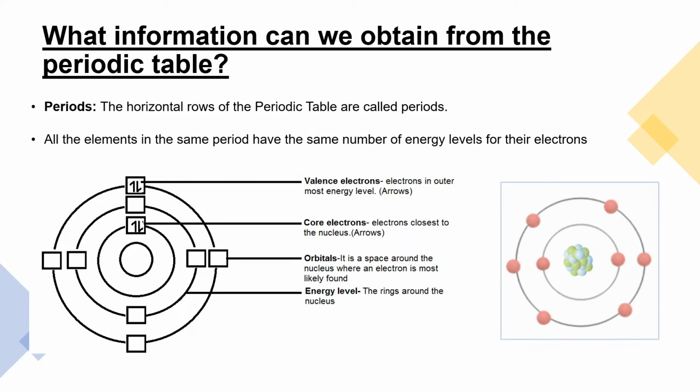With regards to periods, periods are the horizontal rows of the periodic table. All the elements in the same period have the same number of energy levels for the electrons. If you have a look at this diagram over here, this inner red circle is the nucleus, and all the circles surrounding them are our energy levels with the electrons in that are orbiting around the nucleus.